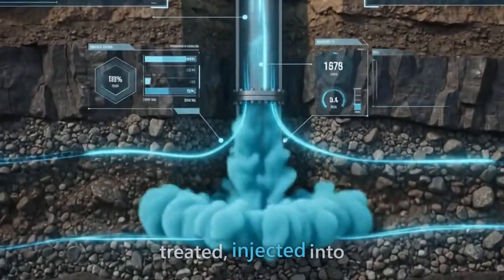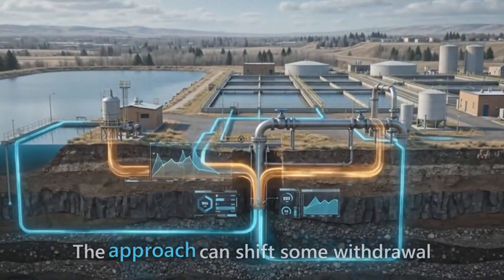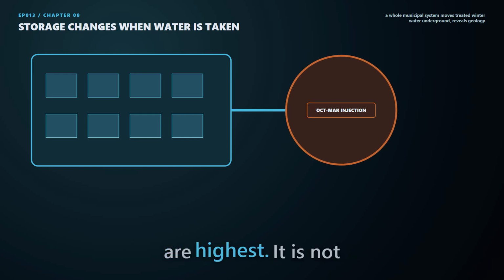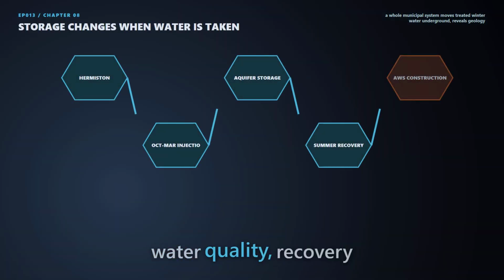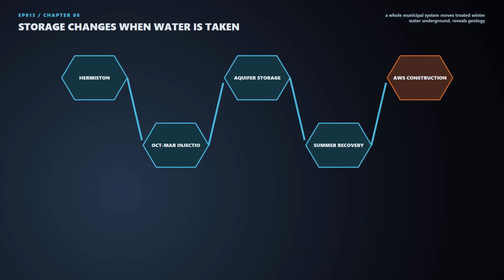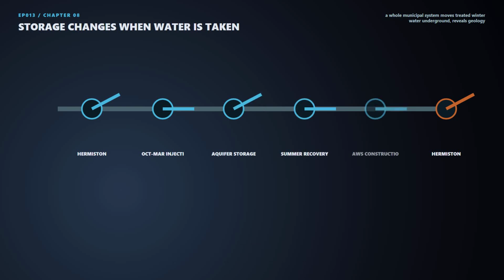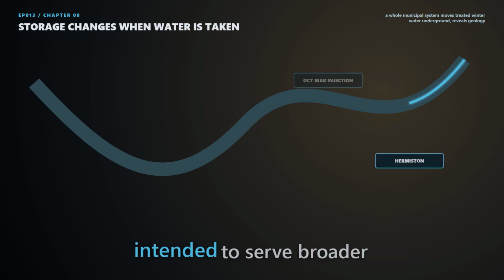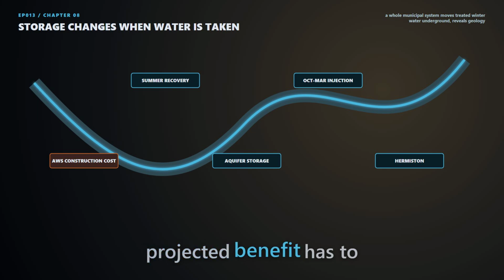Water is treated, injected into a suitable underground formation, held, and pumped back later. The approach can shift some withdrawal away from the season when river and municipal demand are highest. It is not free water. Pumps use energy. The geology, water quality, recovery efficiency, permits, and operating rules matter. Stored water must come from a lawful source, and not every gallon injected necessarily returns on demand. The city says the agreement is intended to serve broader community needs, not only data centers. That projected benefit has to be measured after construction and operation.